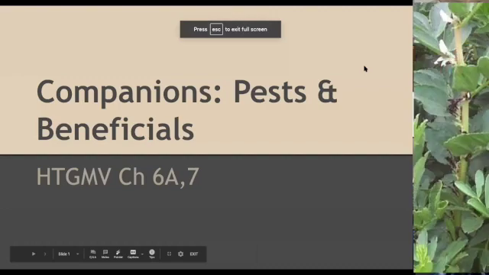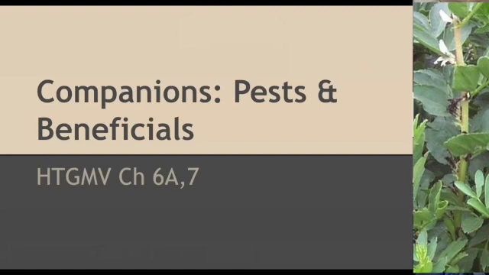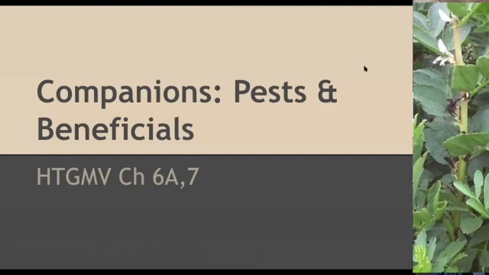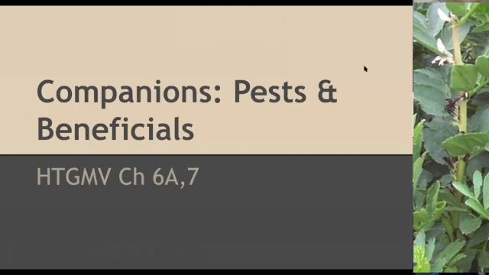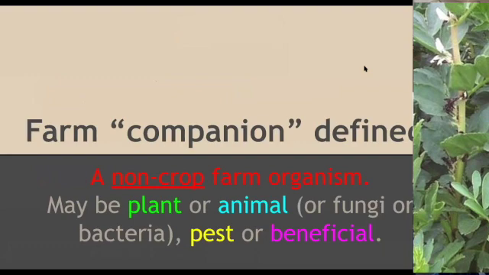The notes that you're going to be hearing about now are on companions. They relate to how to grow more vegetables, chapter 6a and 7. That's what you'll be reading about in the textbook. And the information I'm going to share with you is related, though not necessarily perfectly aligned with exactly what's in the textbook. So first, let's just make sure we're clear what a companion is.